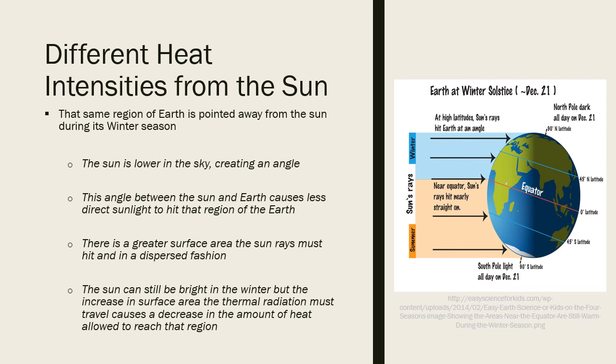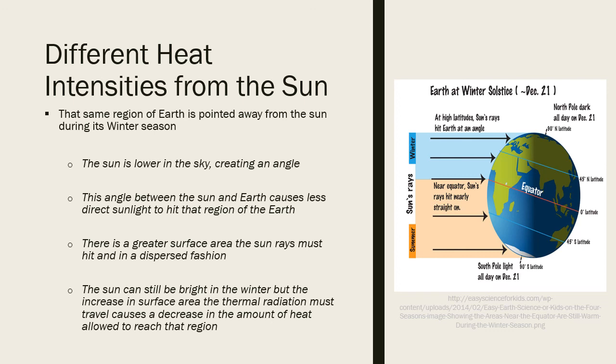Different heat intensities from the sun continue. That same region of Earth is now pointed away from the sun during its winter season. The sun is lower in the sky and creates an angle of light between the sunlight and Earth. This angle between the sun and Earth causes less direct sunlight to hit that region.